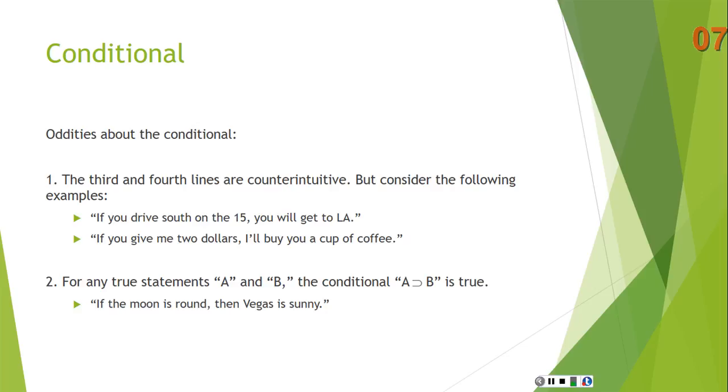Okay, so any random statement as the antecedent and any other random statement as the consequent yields a true conditional. That's counterintuitive. We can't really get around it. It's just the nature of the conditional. We don't use those sentences in English. If the moon is round, then Vegas is sunny. So I think that's part of how it feels counterintuitive. We just use conditionals for antecedents and consequents that are relevant to each other.